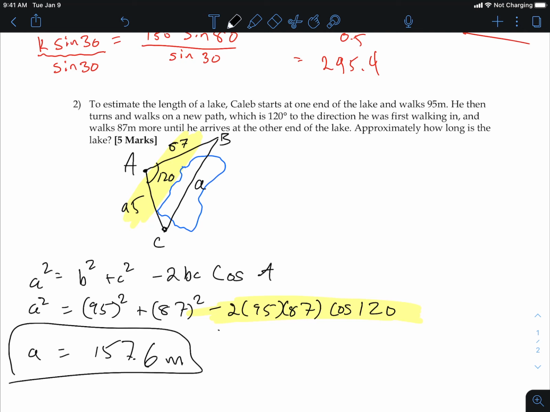157.6. Okay? The only trick to this question is typing this in. Make sure that the cosine of 120 equals negative 0.5. 2 negatives. The bell has not rung. 2 negatives cancel each other and you end up adding. Okay? You should see that to get to that final number.